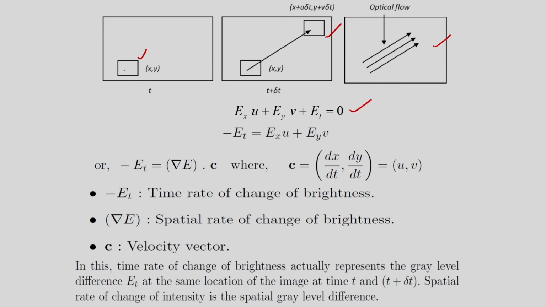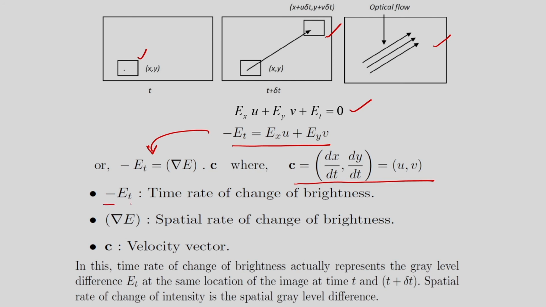So already I have this equation, and I can write it like this. What is the interpretation of this equation? You can see I will be getting this from the equation: minus Et is equal to the gradient of E dot C. C is nothing but the velocity vector. So I have two components, one is u and another one is v, the velocity along the x direction and the velocity along the y direction.